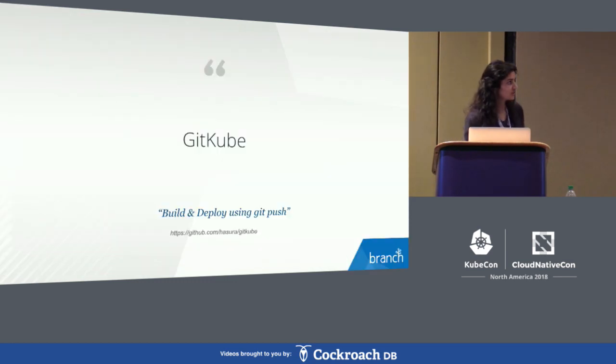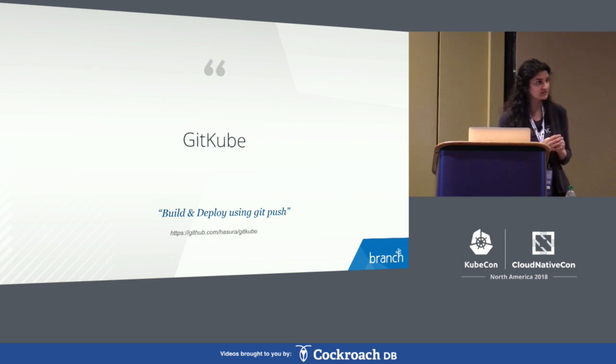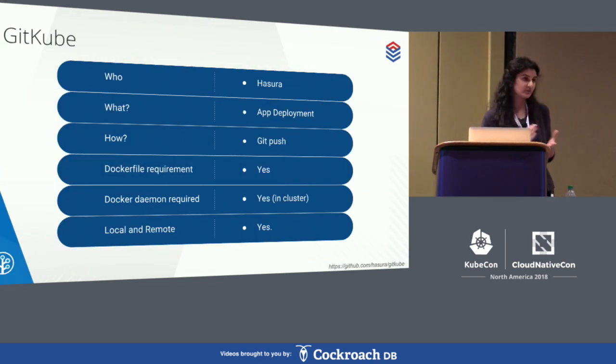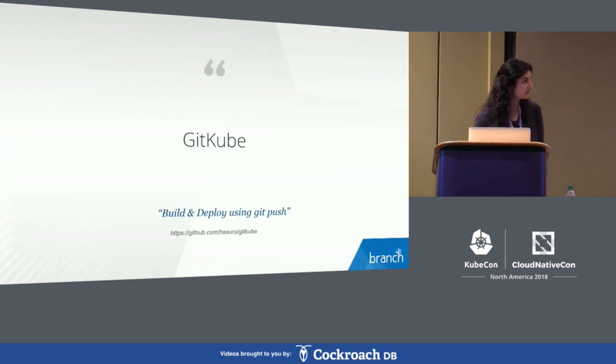The next one is Gitkube. So this is also an app development tool. The idea here is that it's a wrapper for your common tools like Git and kubectl. It was created by Hasura. It's at the app deployment layer, and the way you do this is for Git, you use git push to do the deployments. You do need a Dockerfile, and obviously you need a daemon running in your cluster and locally. And it supports local and remote development.